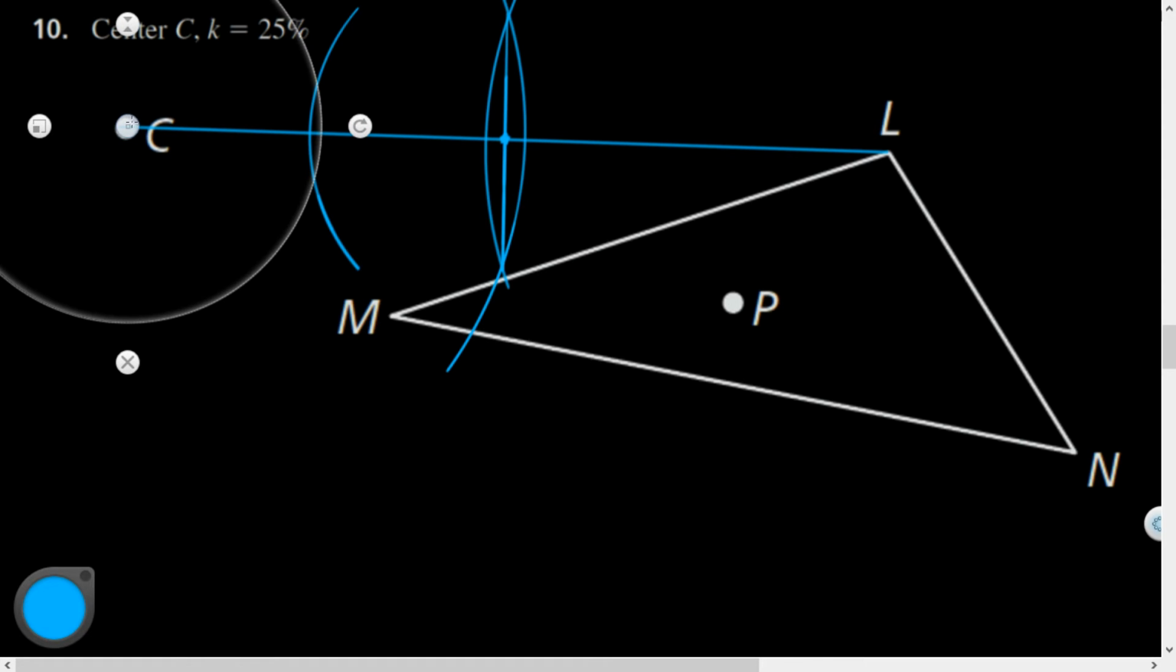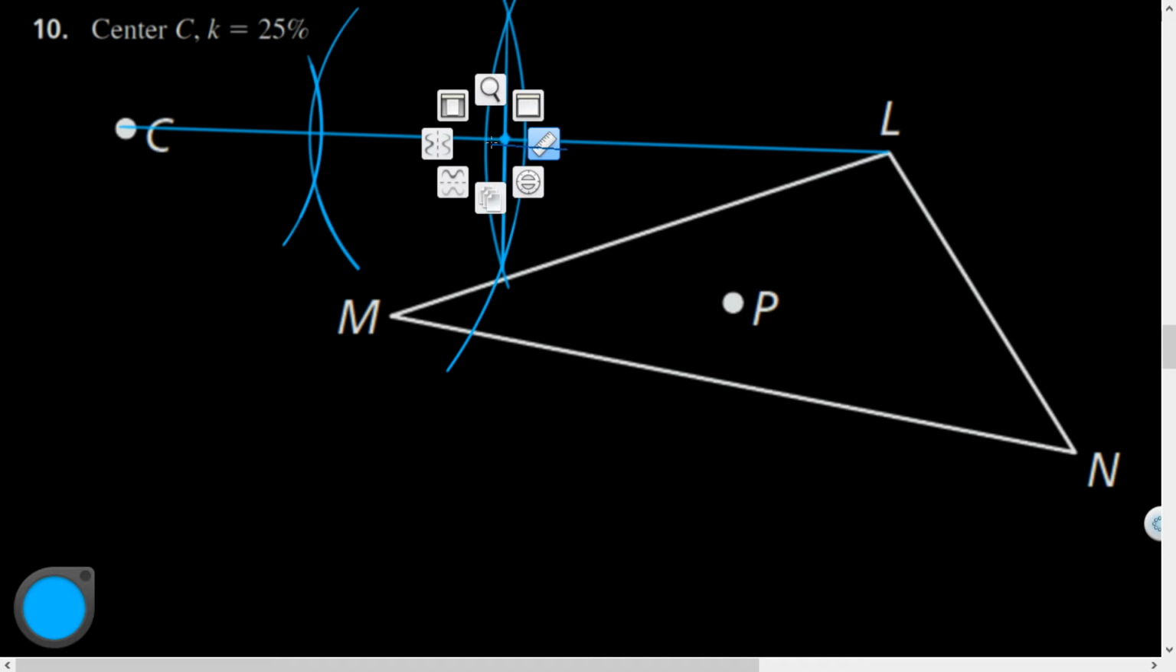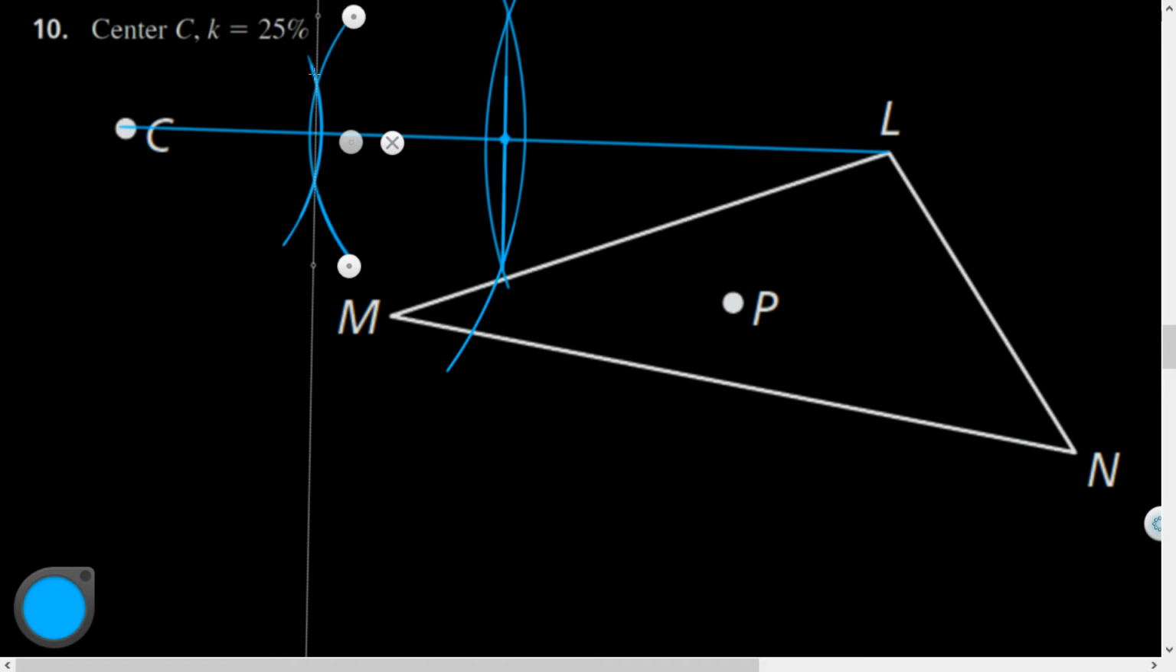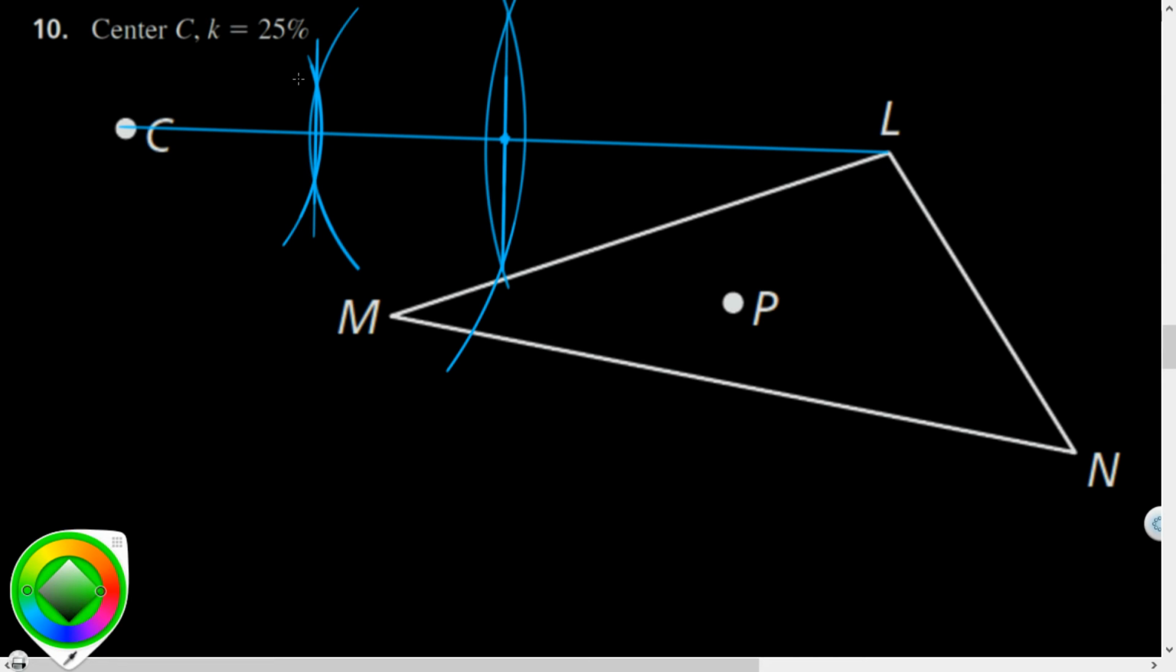The trick is you have to make sure that your compass tool is going past your perceived midpoint. Otherwise, these two arcs won't intersect, and it won't help you create a perpendicular bisector. So that is going to be L prime right there. This would have been 50%. Half of 50% is 25%. If you were looking for 3/4, you could have found this point here and done a 75% reduction.